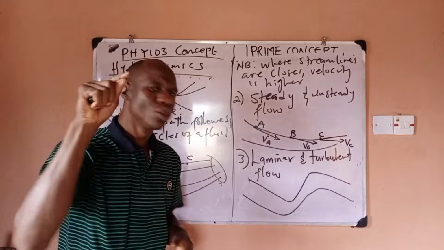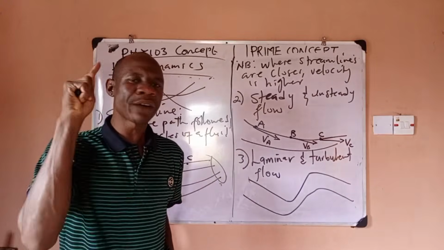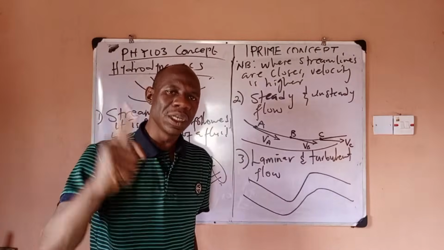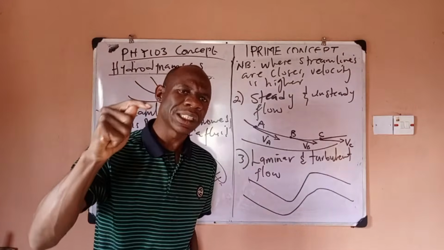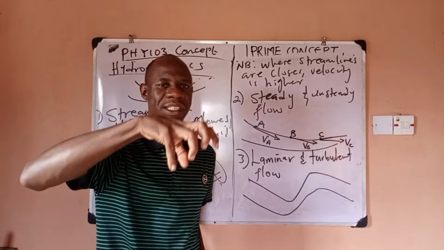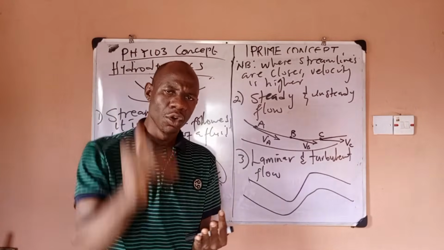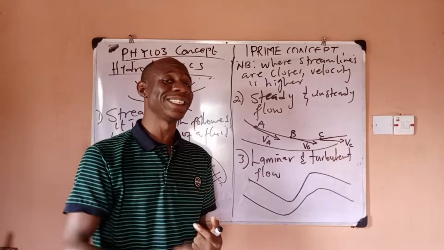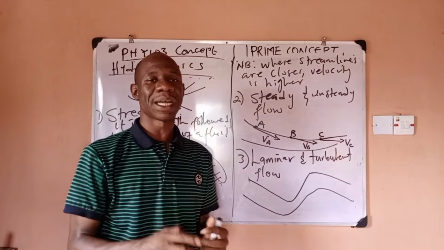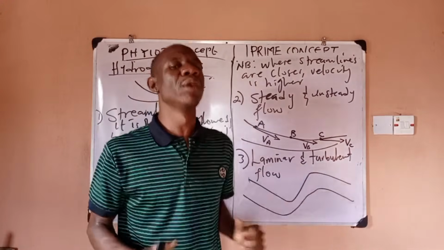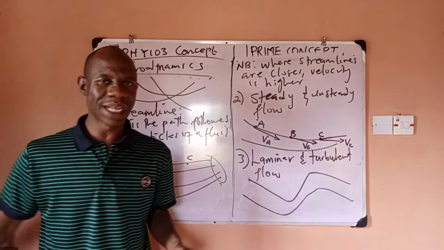Now, you should know that laminar flow can only be obtained under low velocity. Laminar flow can only be obtained under what? Low velocity. If velocity is high, the flow automatically is going to be what? Turbulent. I hope that is clear.